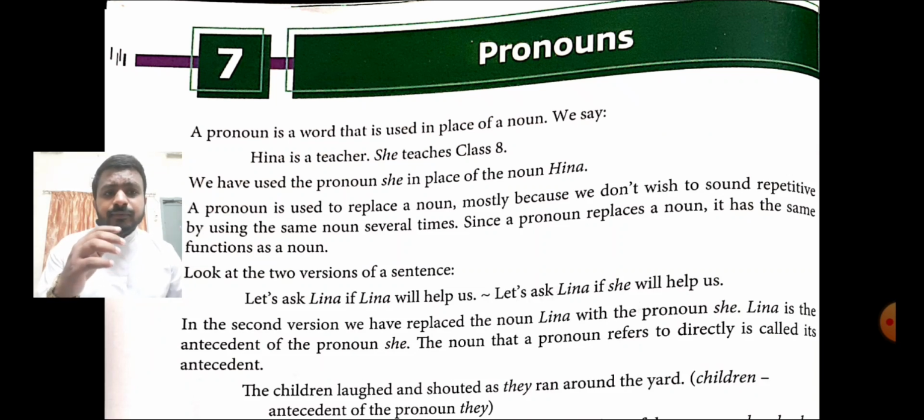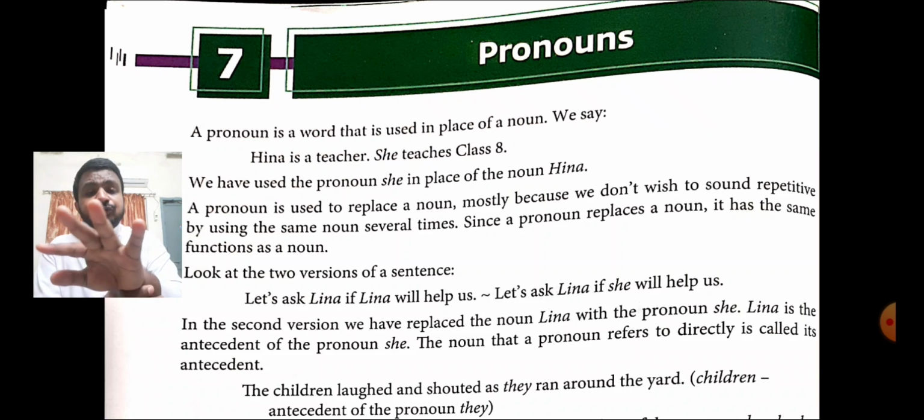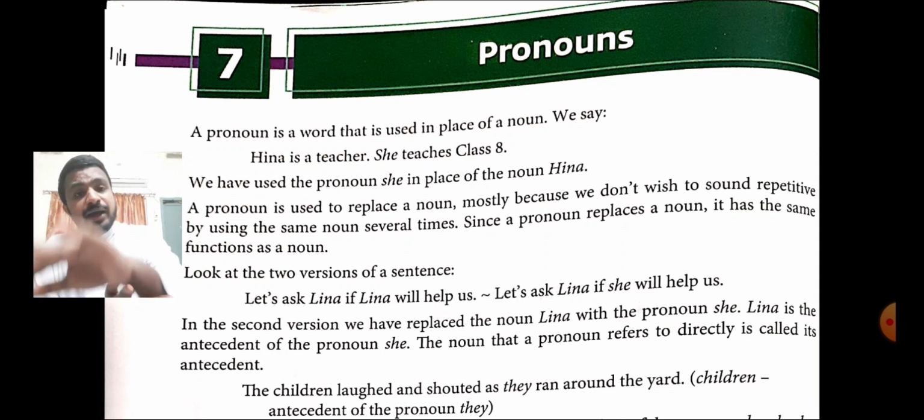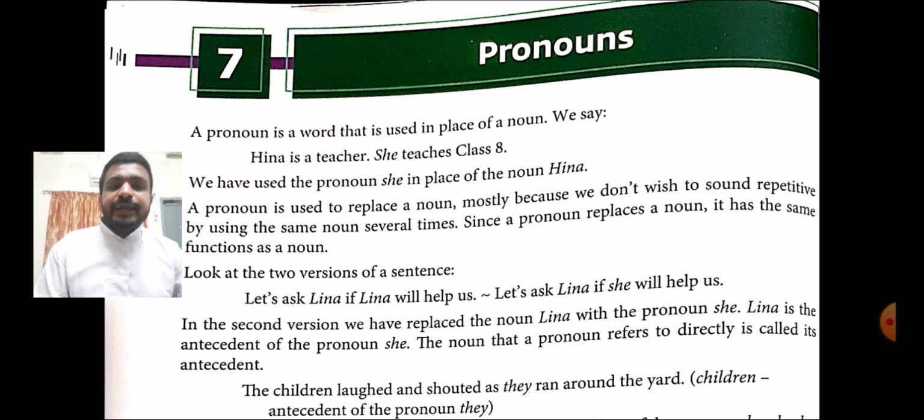Now, when a pronoun comes and that pronoun refers back to the noun, that noun is called the antecedent. For example, Geeta went to the market. She went to the vegetable vendor. There, she is the pronoun, as you know, and that she refers back to Geeta. So Geeta can be called an antecedent.